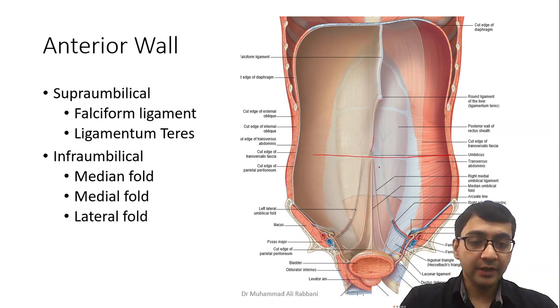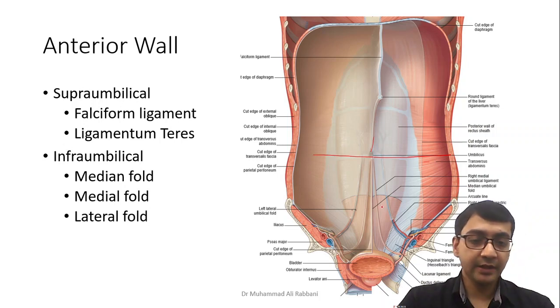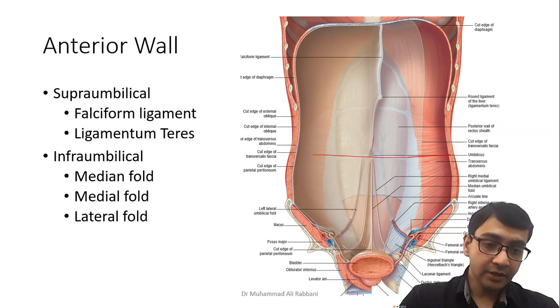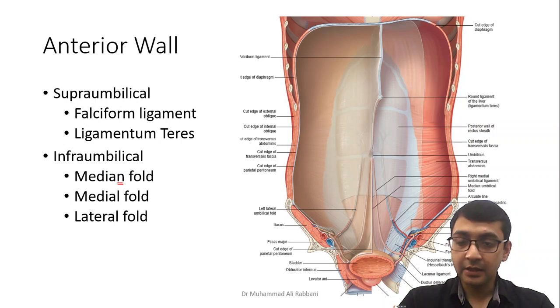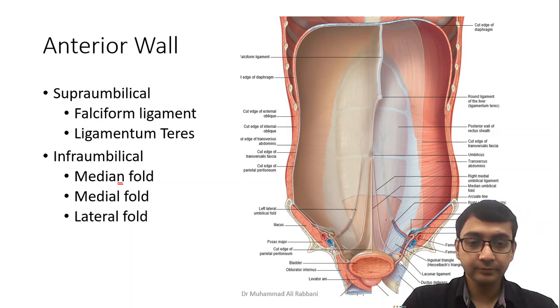Then in the infraumbilical part, you can see two folds in each half and one fold in the midline. The fold in the midline seems to rise from the apex of the bladder all the way to the umbilicus. This is known as the median umbilical fold, and it contains the remnant of the urachus, which was a remnant of the allantois.